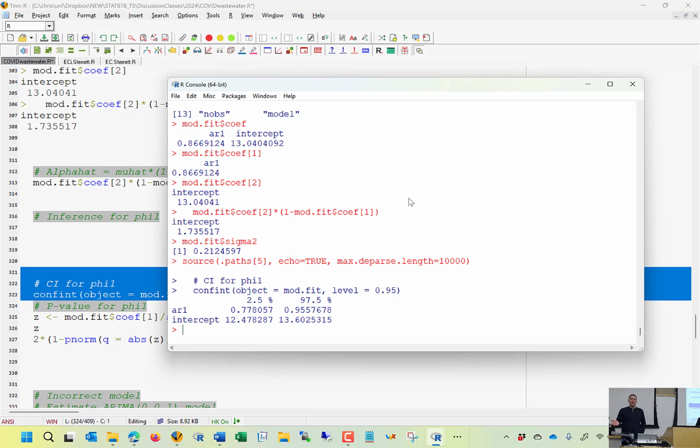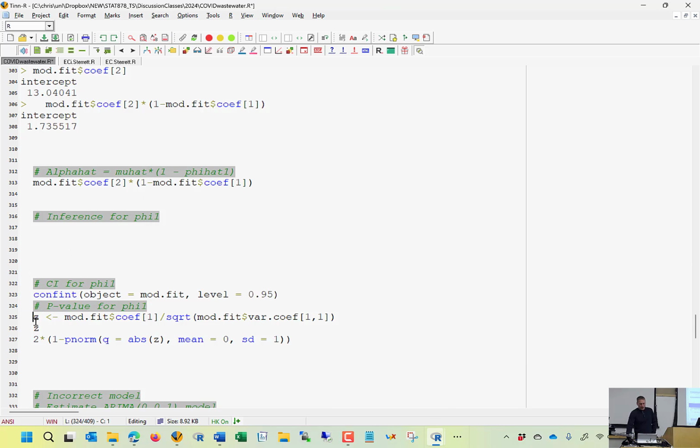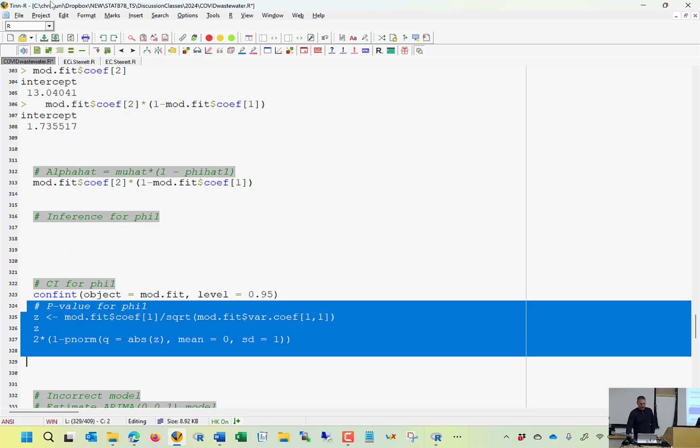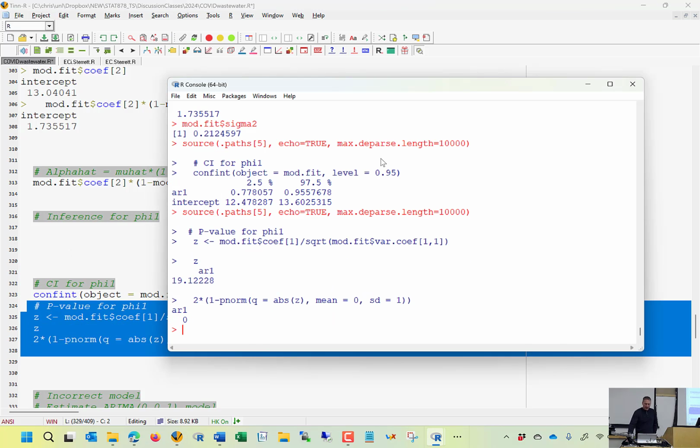We could do a hypothesis test as well. I put in the corresponding code in here, and you can look at it after class. I will post this updated COVID wastewater.R program to my course website, and we can see, as you might expect, the p-value is extremely small. Okay.